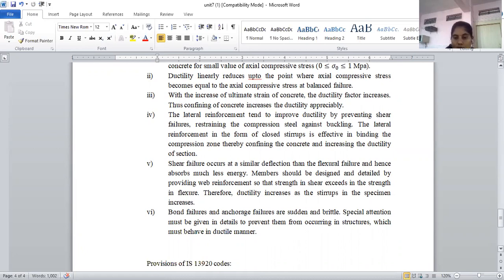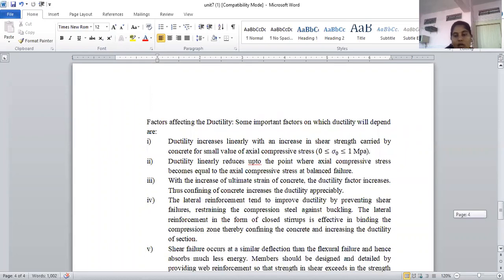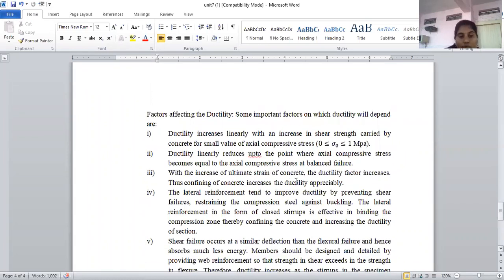So we should take care of all these factors which affect the ductility in the structure. The first parameter is the ductility related to the shear strength. Ductility increases with an increase in the shear strength.